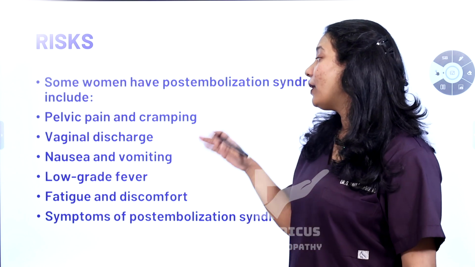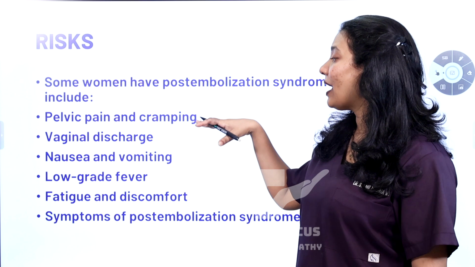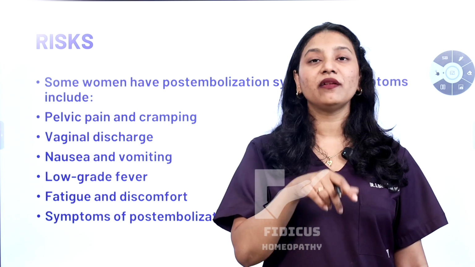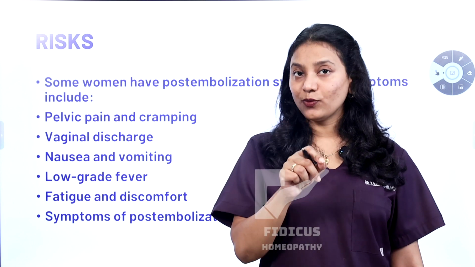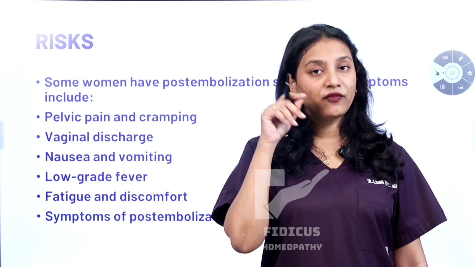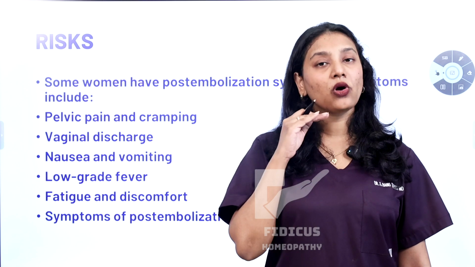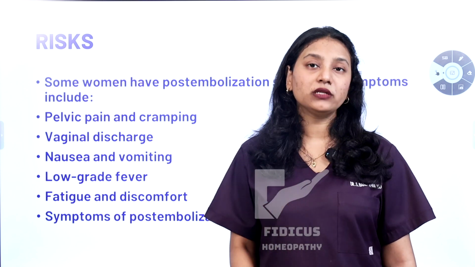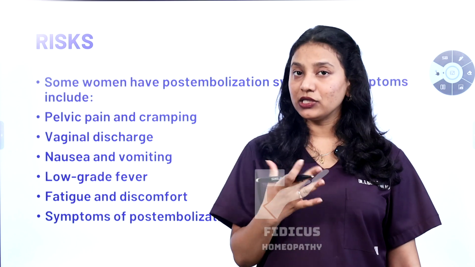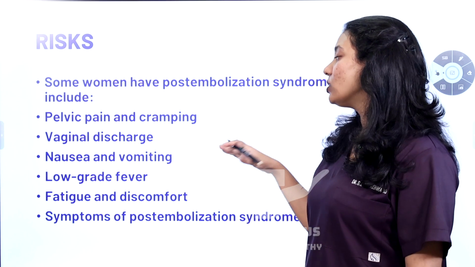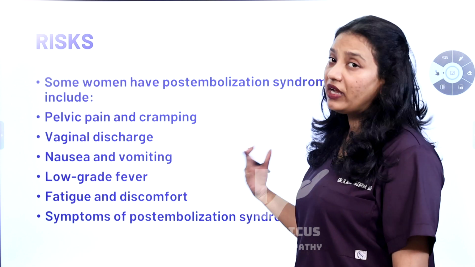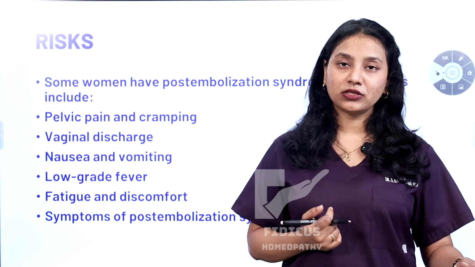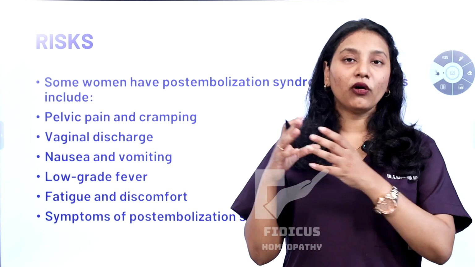Also, apart from pain and cramping, you will have vaginal discharge. Sometimes if it is a submucosal fibroid and it is very small, it has a stalk attached to it, and after the blood supply is cut off, the stalk can detach, leading to the fibroid falling through the vaginal orifice, or it can cause a lot of vaginal discharge as well. And there can be nausea, vomiting, low grade fever, fatigue and discomfort. All of this comes under post embolization syndrome. So these are the risks of UAE.